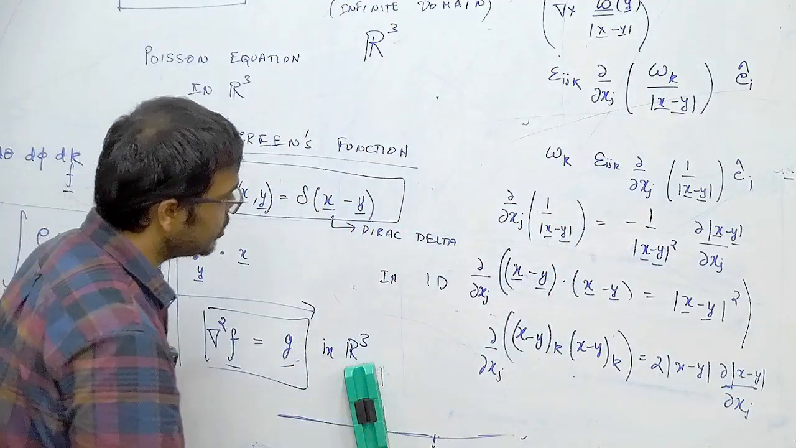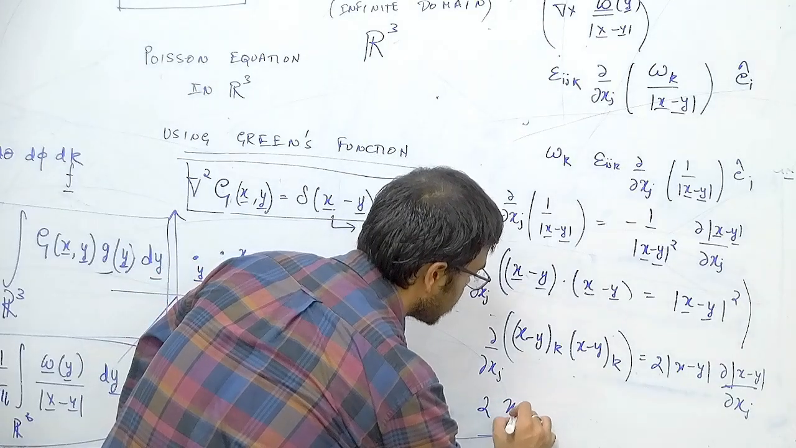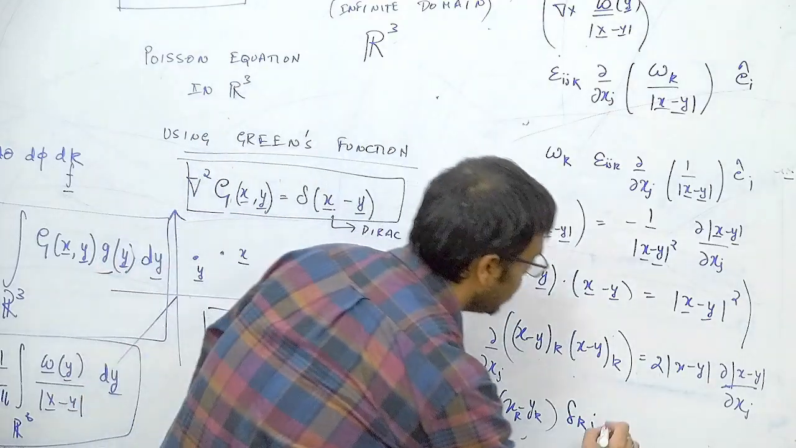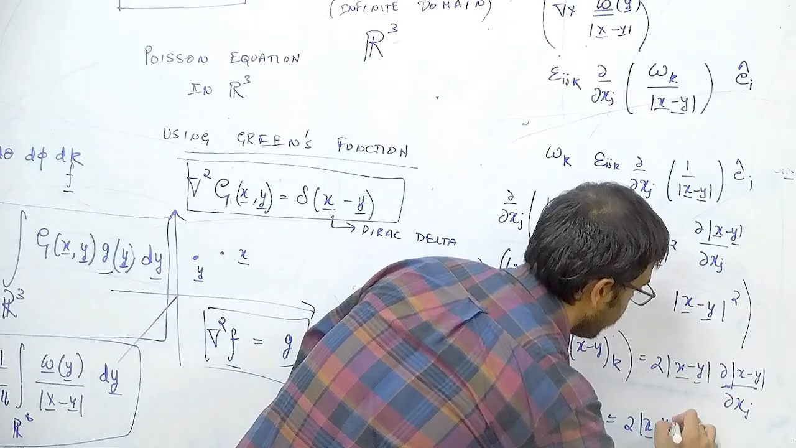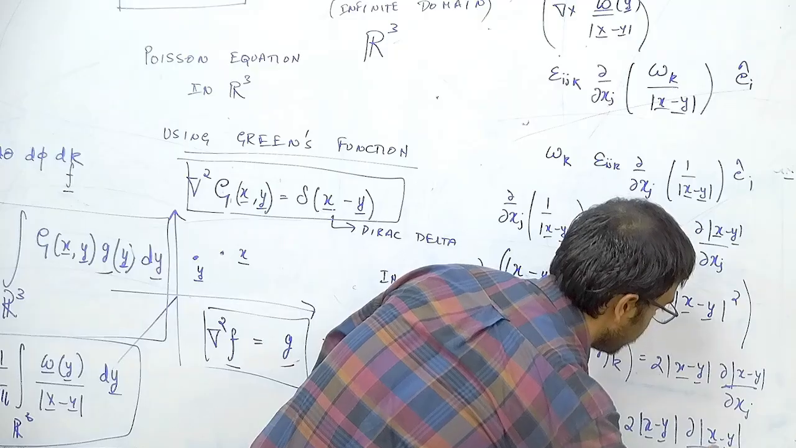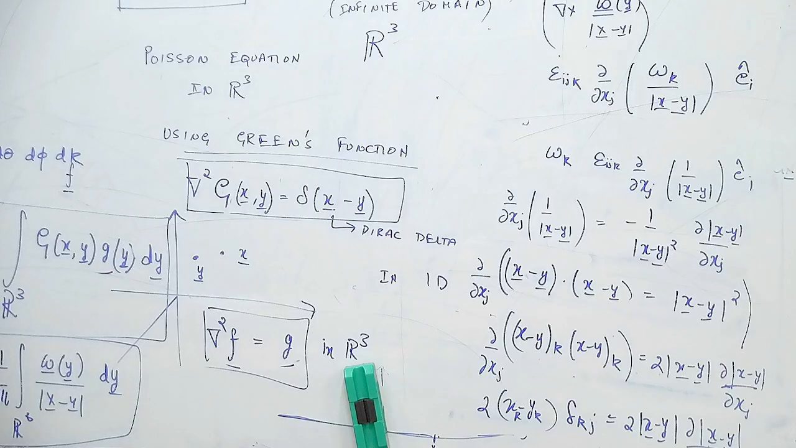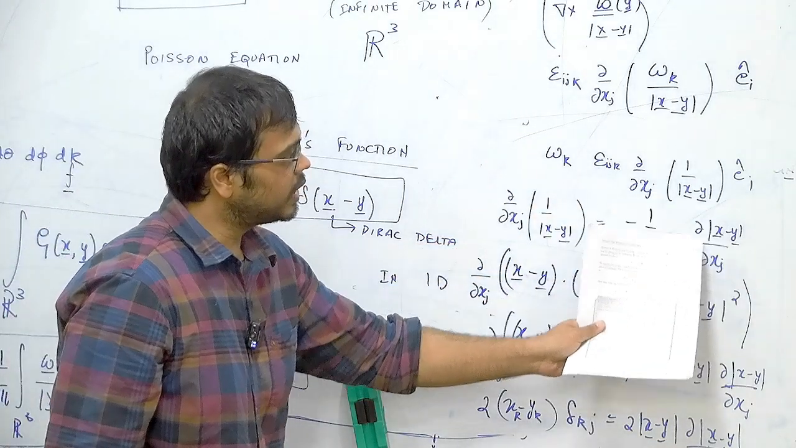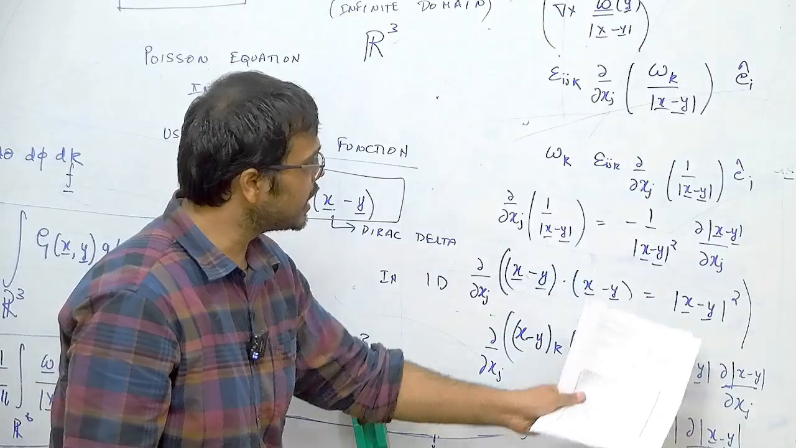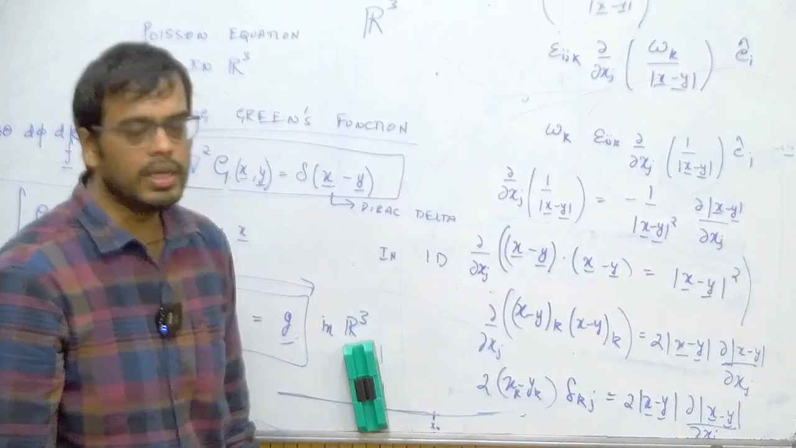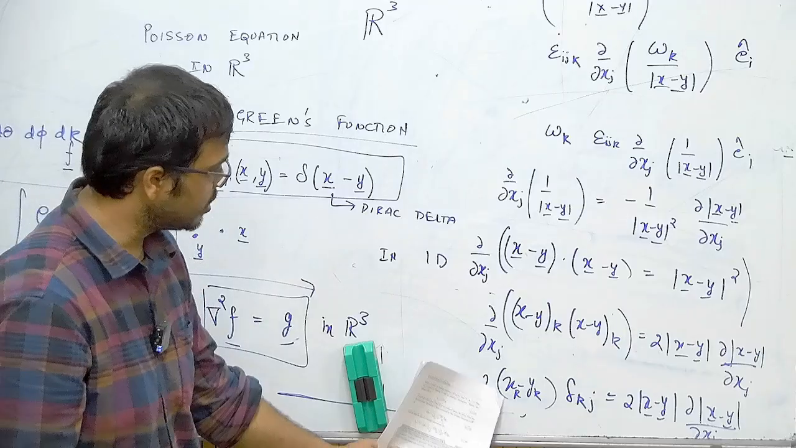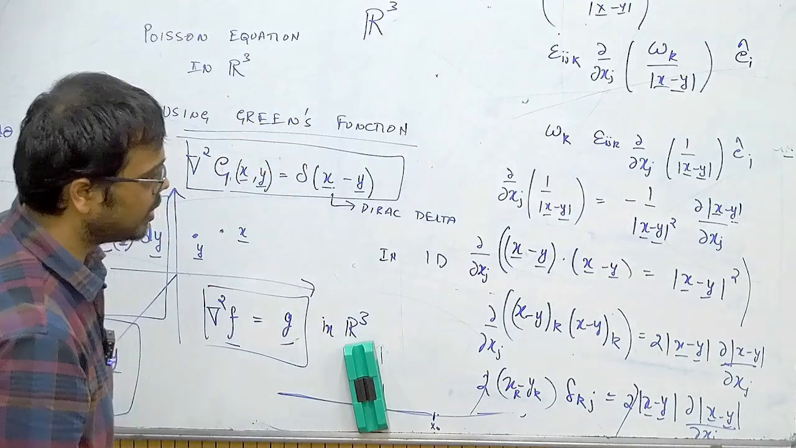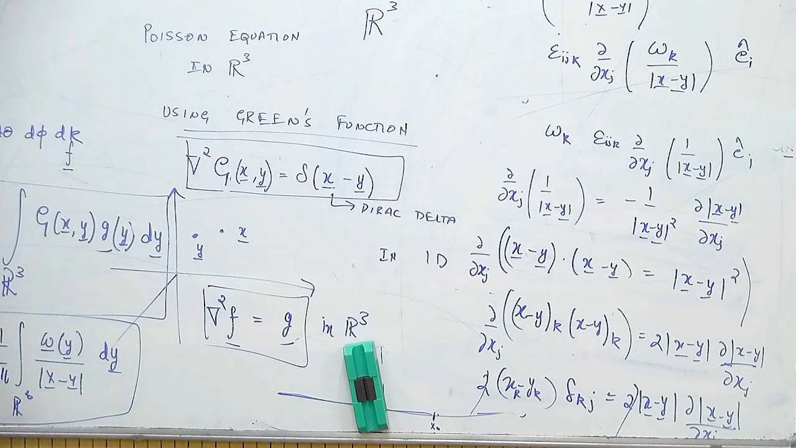Differentiating, you will get 2 times x k minus y k times delta k j, which equals 2 mod x minus y del mod x minus y over del x j. And this becomes x j minus y j. So this derivative, del mod x minus y by del x j, is essentially the unit vector in the direction of the x minus y vector, that is, x j minus y j by its magnitude.